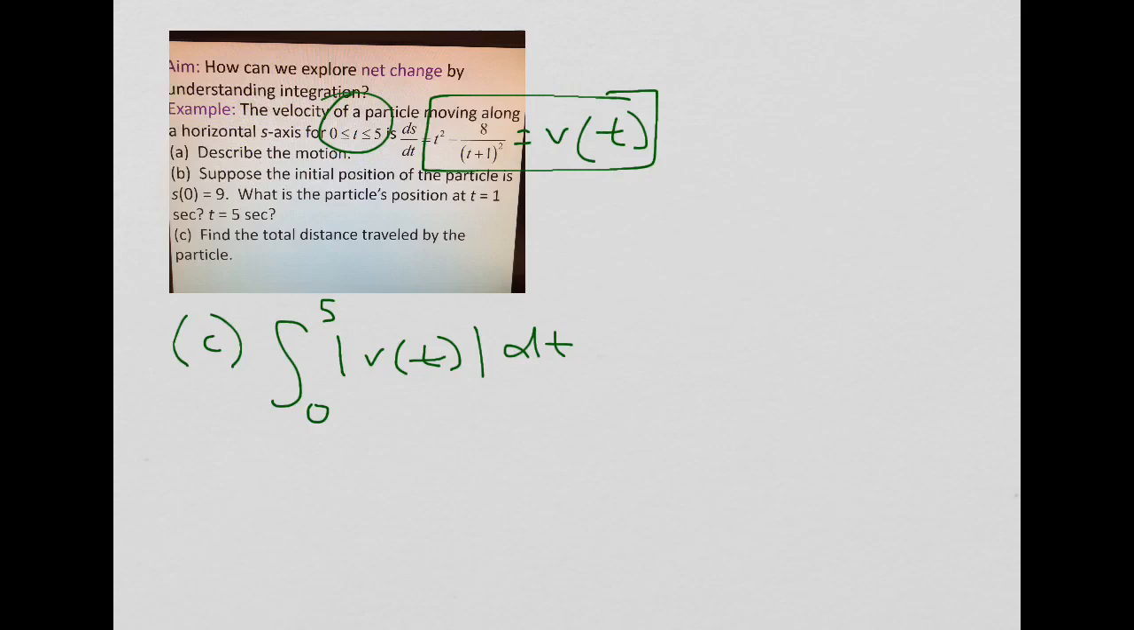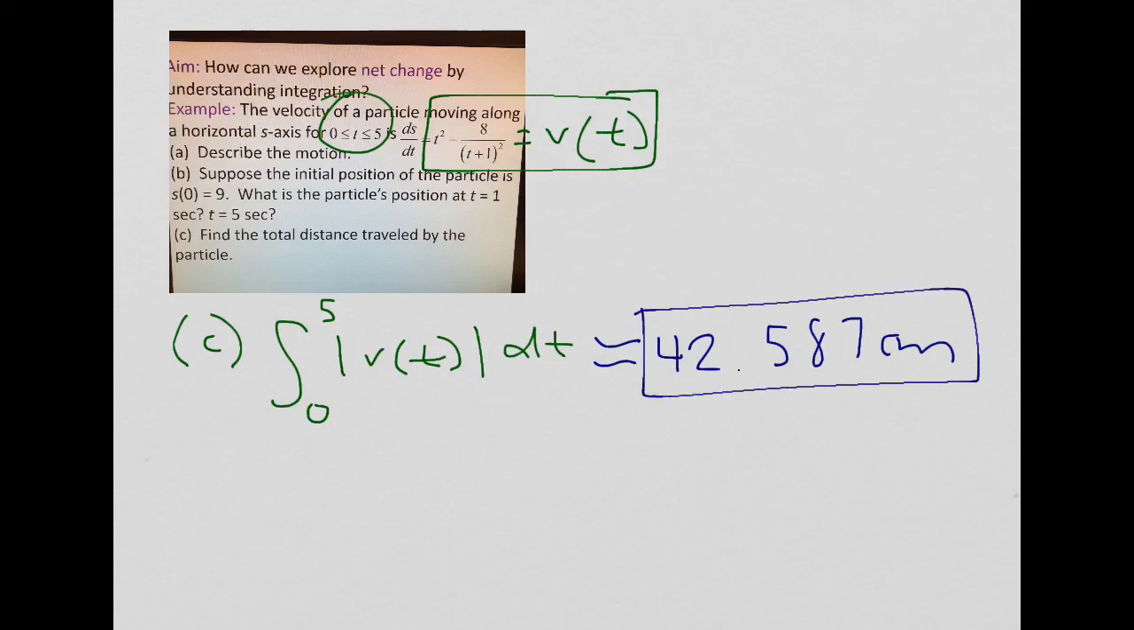And that's actually it. When you have to integrate with an absolute value, you are going to be using your graphing calculator. So when you plug this into your graphing calculator, you should get about 42.587, and you're going to write that in centimeters. And that is your total distance traveled from when t is equal to 0 to when t is equal to 5. And you're done.